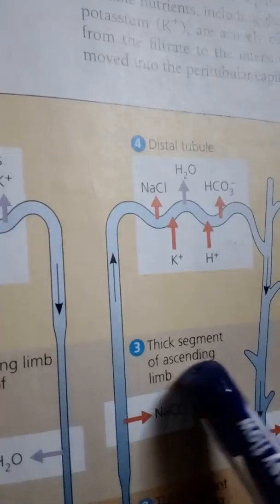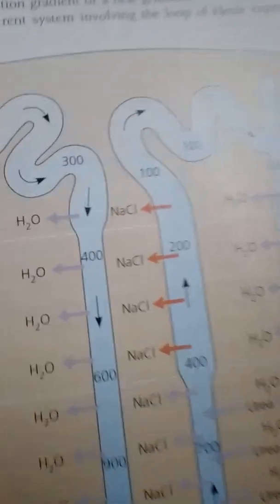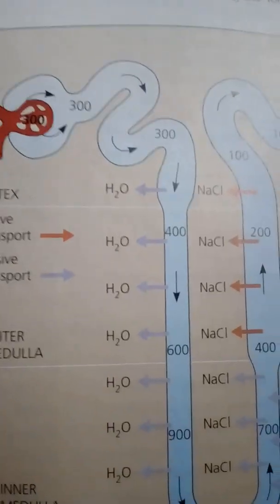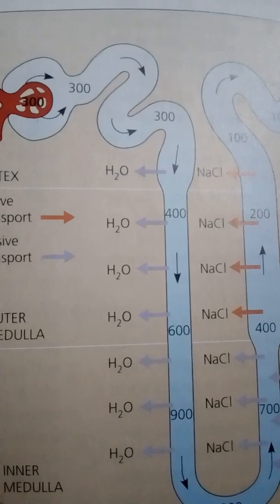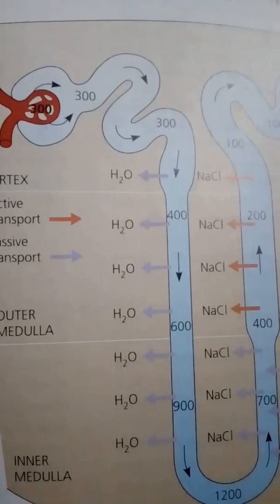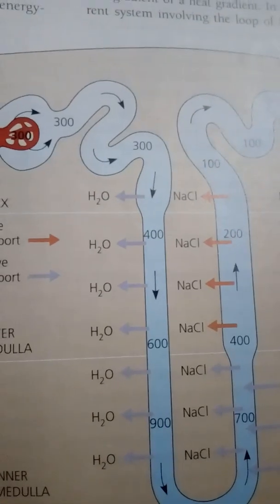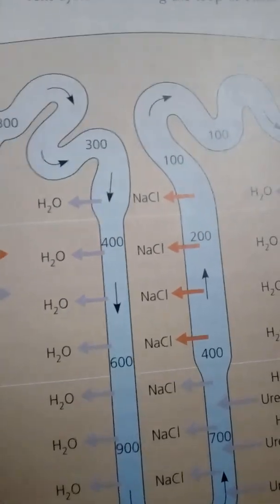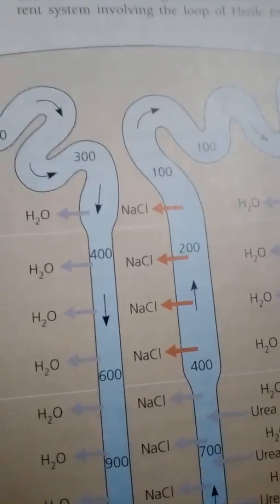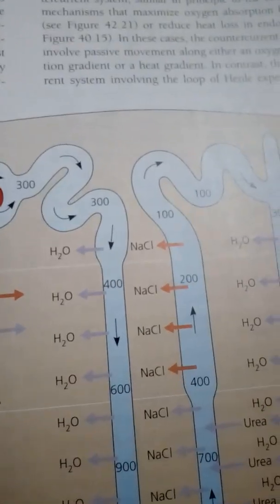3. Ascending limb. Notice the thick segment of the ascending limb. After the descending limb, the filtrate reaches the tip of the loop, deep in the renal medulla, in the case of juxtamedullary nephrons, and then moves back to the cortex within the ascending limb.